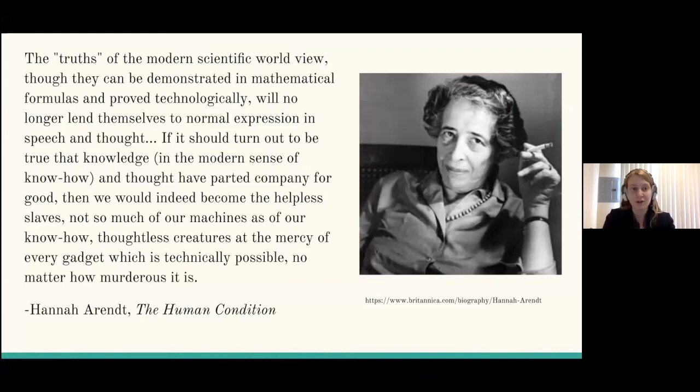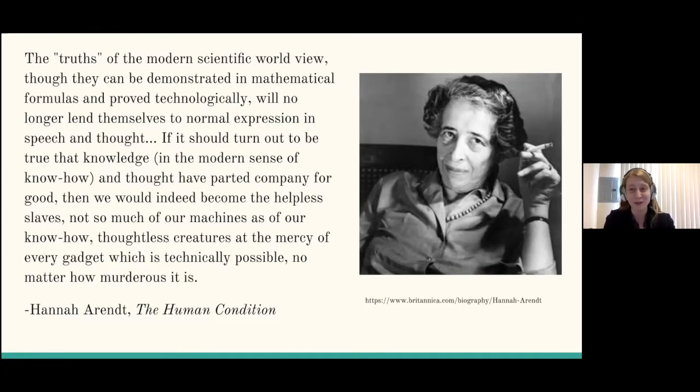If it should turn out to be true that knowledge, in the modern sense of know-how, and thought have parted company for good, then we would indeed become the helpless slaves, not so much of our machines as of our know-how, thoughtless creatures at the mercy of every gadget which is technically possible, no matter how murderous it is. And she was, of course, writing in the aftermath of the Second World War, after the promises of modern technology had been proven to be horrifically murderous.